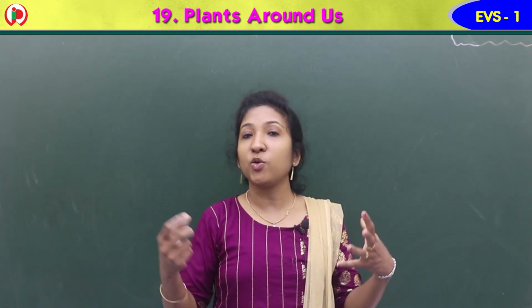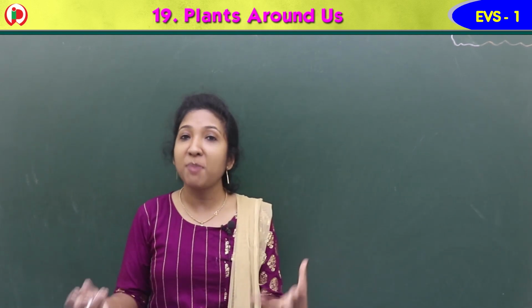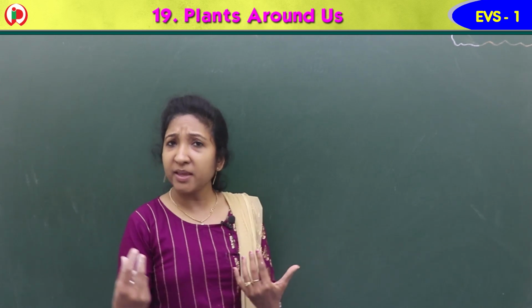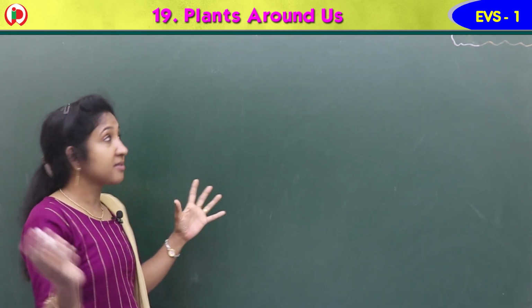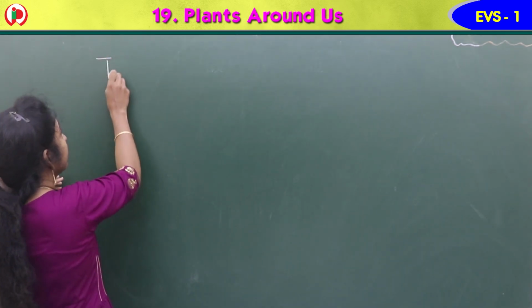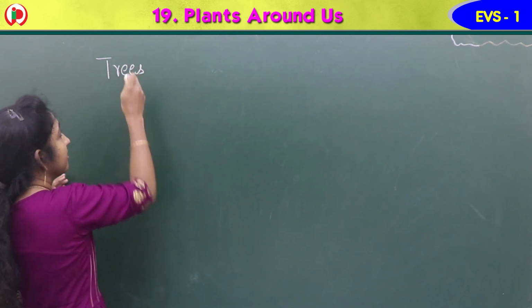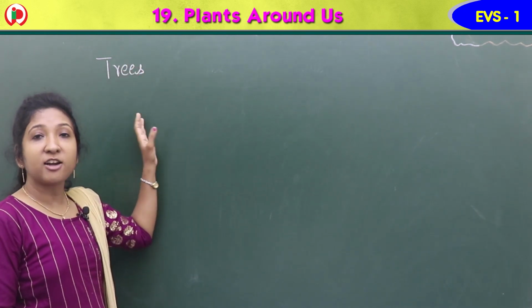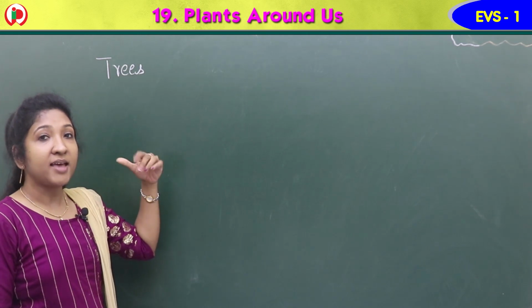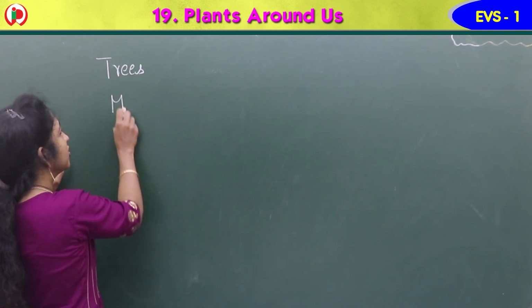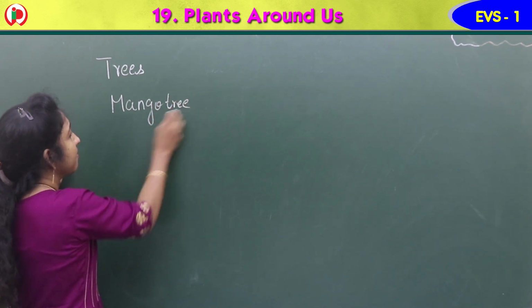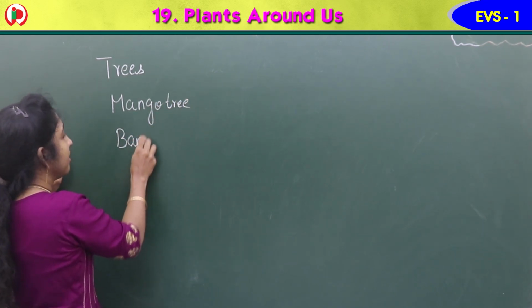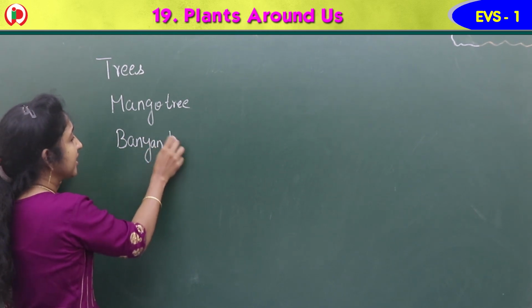Yes children, so we learned about different kinds of plants around us. So tell me what kind of plants you learned today. Yes, first one is tall plants. Tall plants are called, yes, trees. We learned about trees. They are tall plants. Examples, yes, mango tree. Then banyan tree, yes, good. So these are the examples of trees.